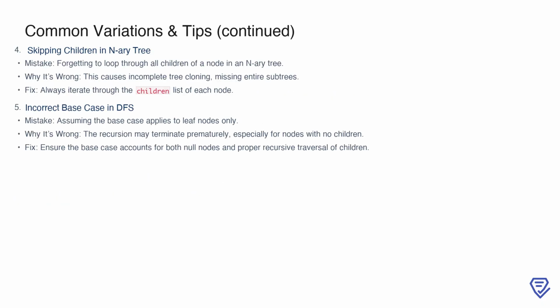Additionally, a frequent oversight is skipping children while cloning an N-ary tree. Forgetting to loop through all the children of a node leads to incomplete cloning, or entire subtrees might be missed. To fix this, ensure that the children list of each node is fully iterated. Another common issue is incorrect base cases in a depth-first search. Many assume the base case applies only to leaf nodes, but this can cause the recursion to terminate prematurely for nodes without children. To resolve this, make sure the base case accounts for null nodes while also ensuring proper traversal of all child nodes. These adjustments help produce accurate and complete tree clones.